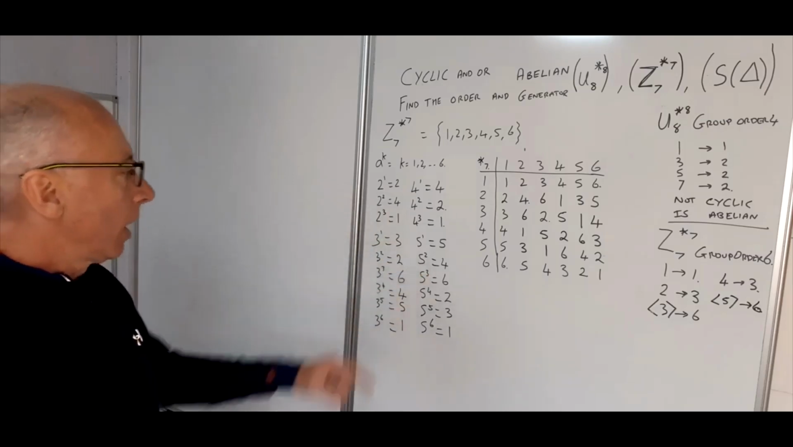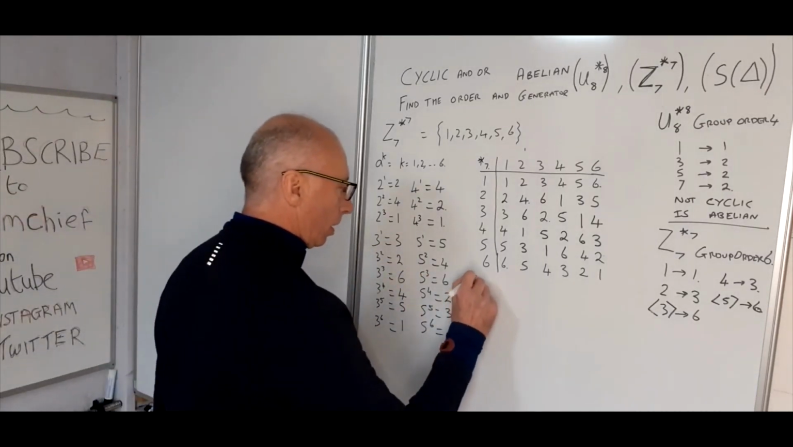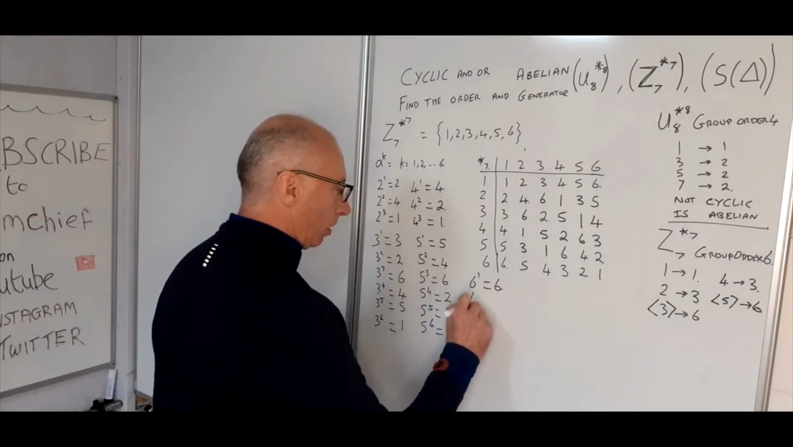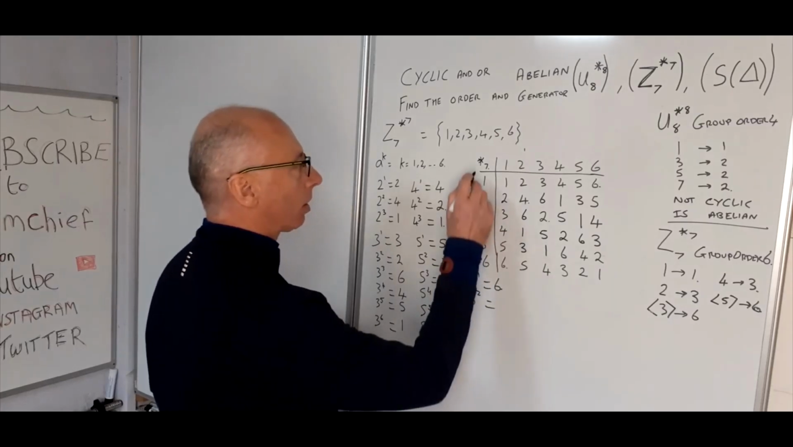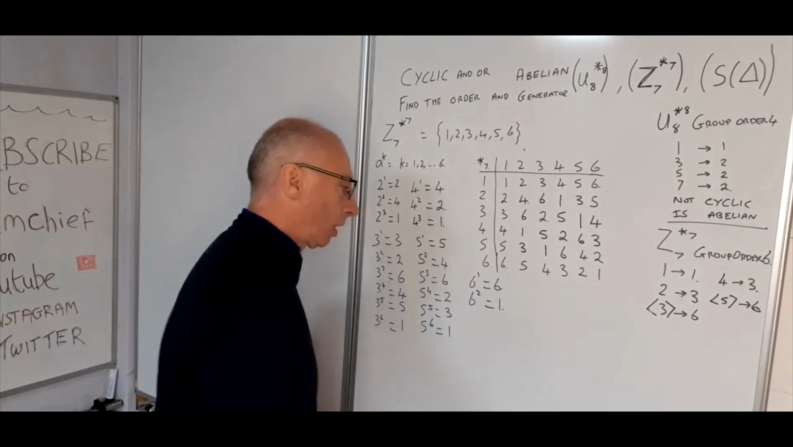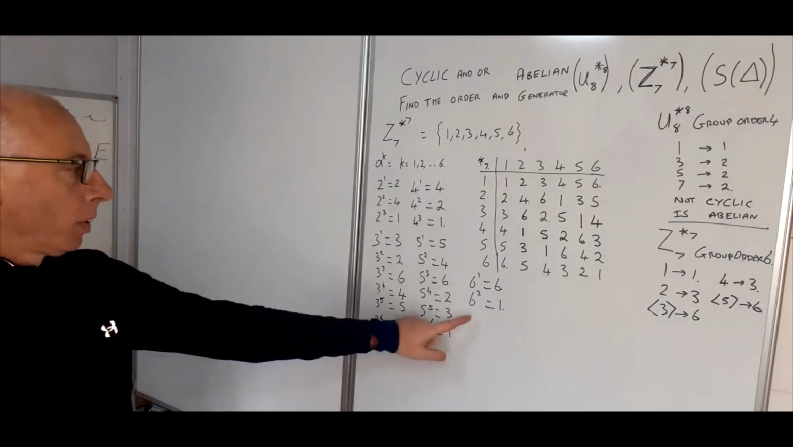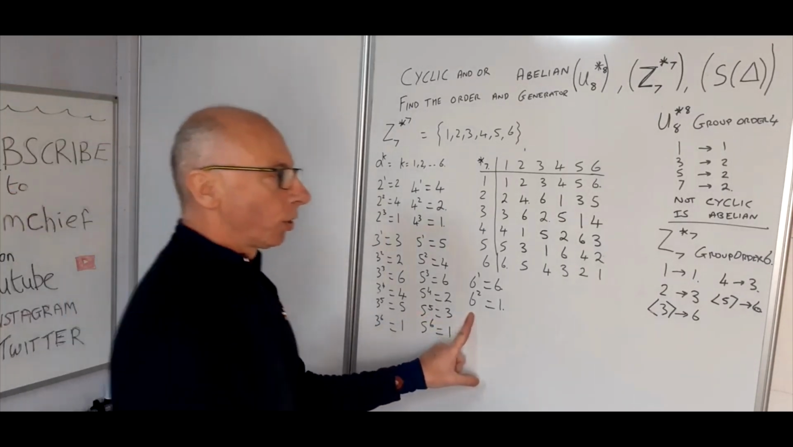So what about 6? Let's have a look at 6. 6 to the 1 equals 6. 6 squared is 36. Modulus 7 is 1. So therefore we know that 6 is of order 2.